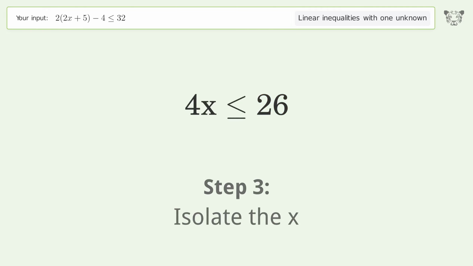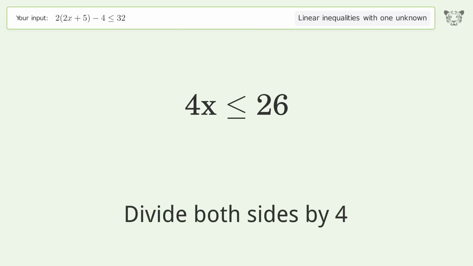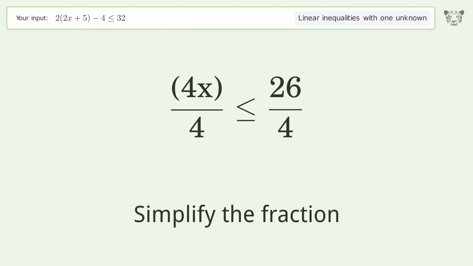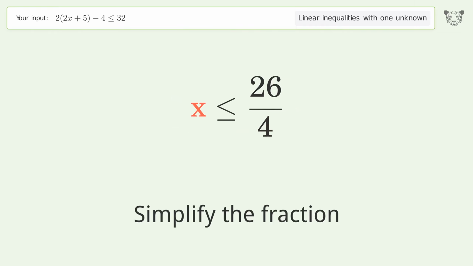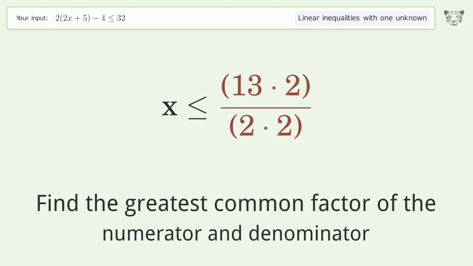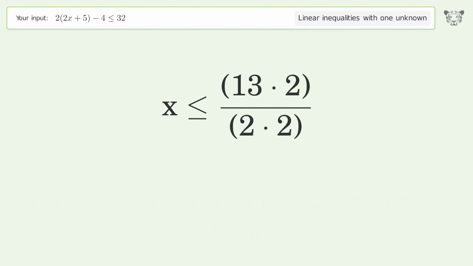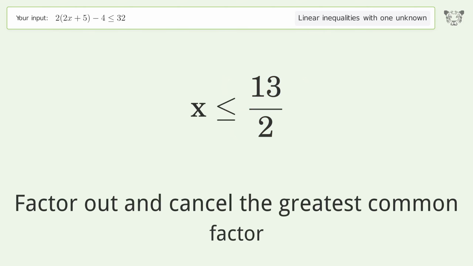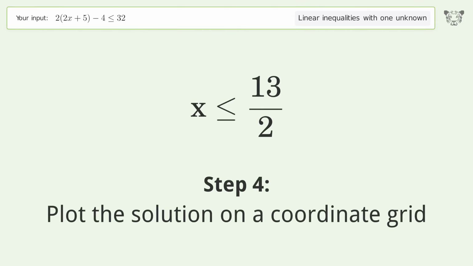Isolate the x. Divide both sides by 4. Simplify the fraction. Find the greatest common factor of the numerator and denominator. Factor out and cancel the greatest common factor. Plot the solution on a coordinate grid.